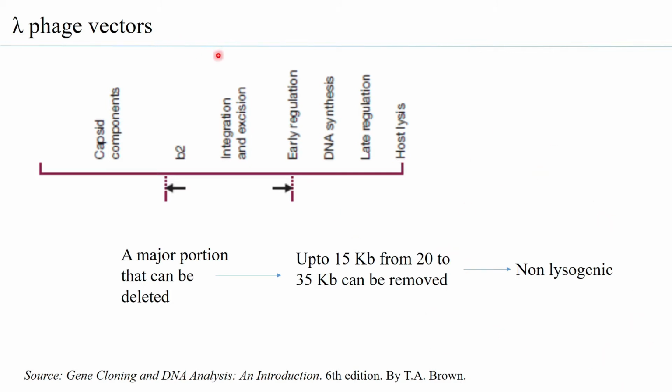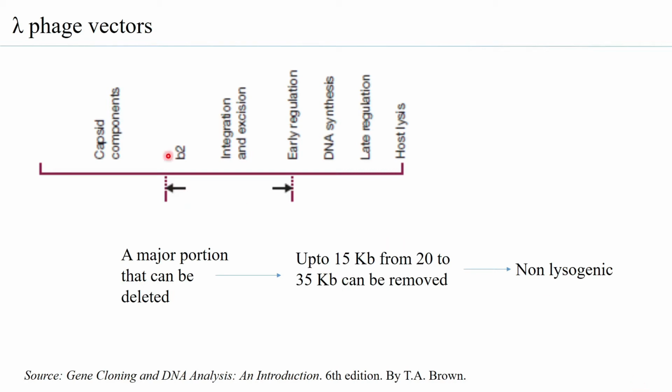And if the lambda phage goes into the lytic cycle, then obviously the amplification is going to be greater. If it goes into the lysogenic phase, then it becomes dormant and therefore does not multiply. And so the gene of interest also does not get multiplied.